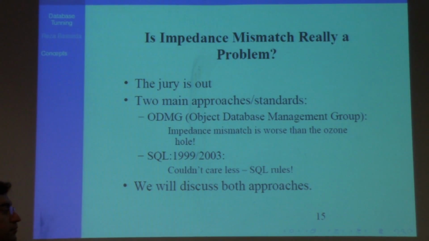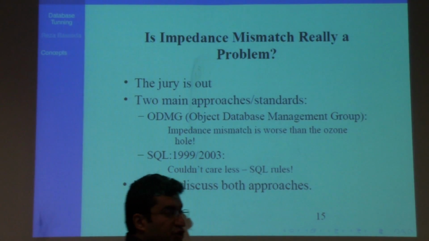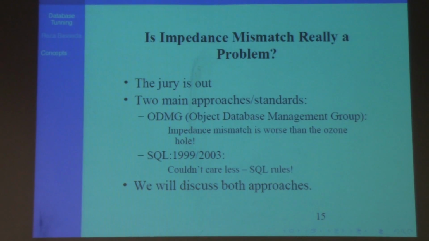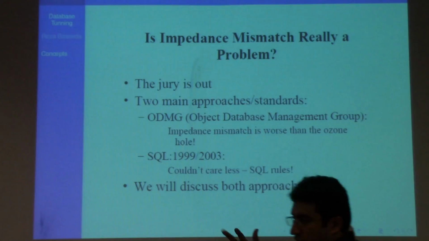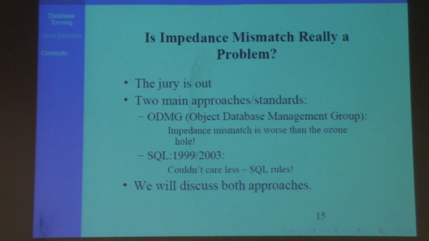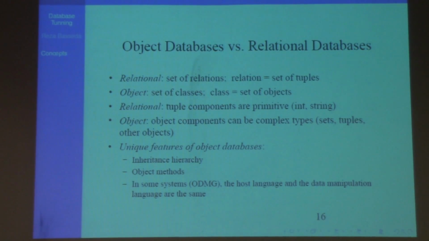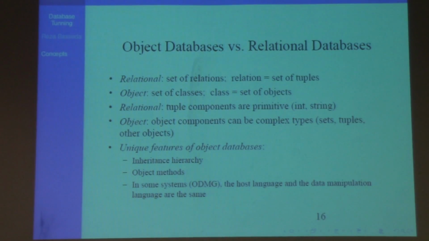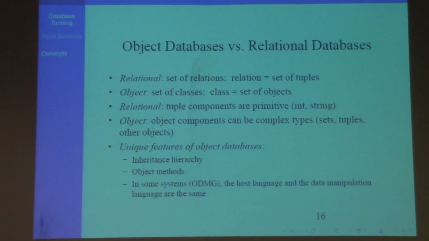And another group is trying to change SQL. They try to add something to the SQL, not rebuilding from scratch, to support objects. There are two different approaches. Okay, in order to bridge the gap, first we need to just highlight the differences between object-oriented, object databases and relational databases. What we are looking for, what we have.